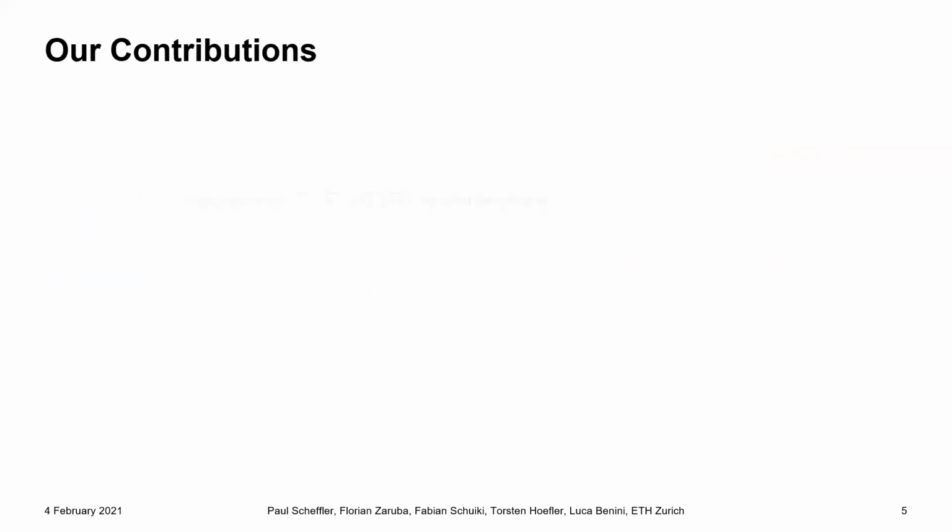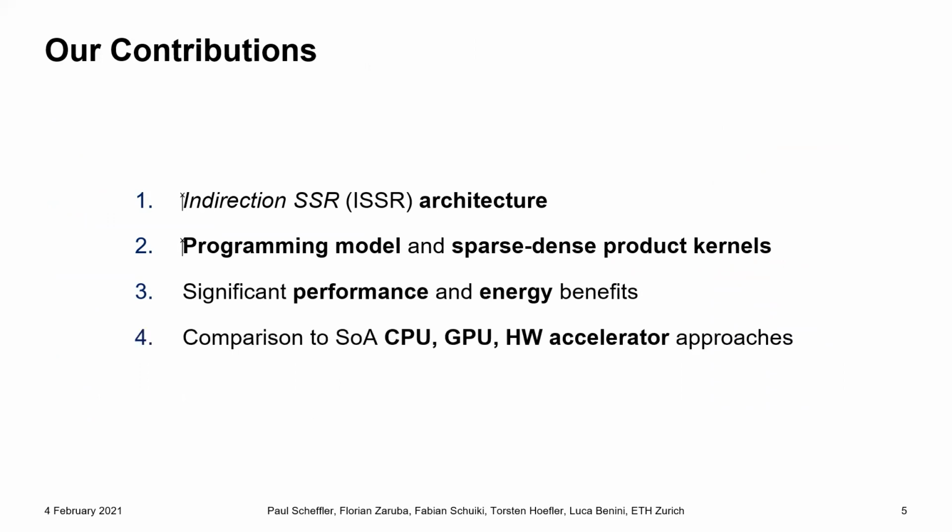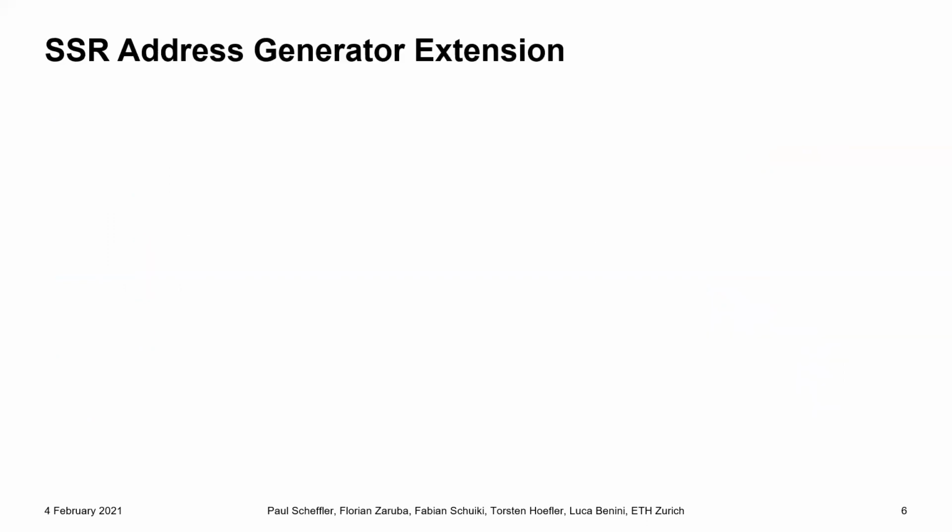So our contributions in this paper are first to propose such an indirection SSR, or ISSR, architecture, then to propose a programming model and sparse-dense product kernels for ISSRs, then to show that ISSRs provide significant performance and energy benefits, and finally to compare our solution to state-of-the-art CPU, GPU, and hardware accelerator approaches. First, what changes did we make to the SSR address generators?